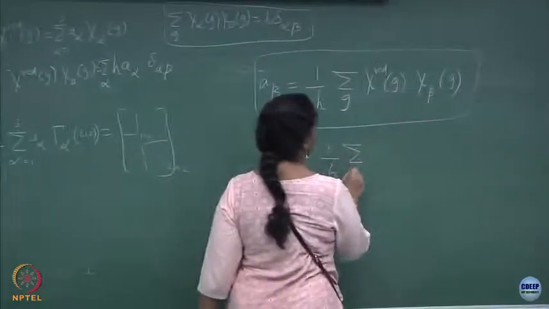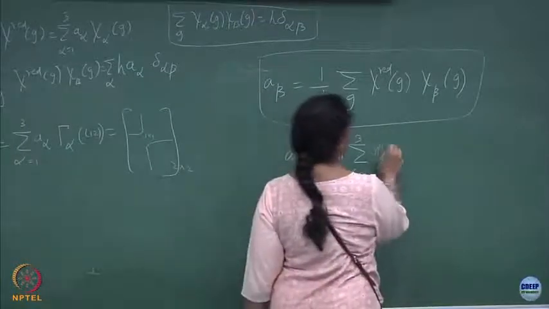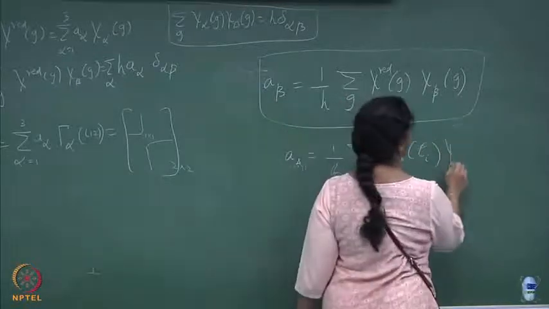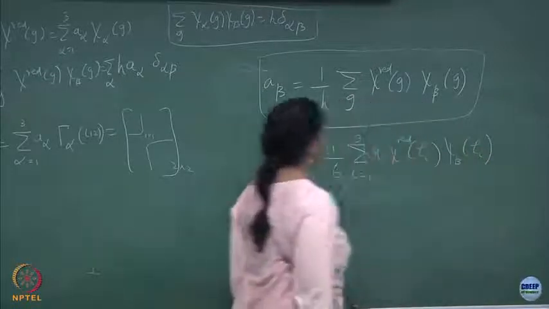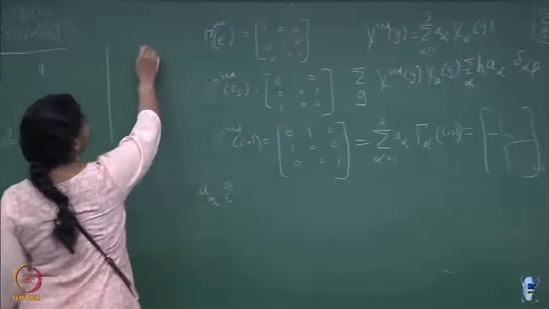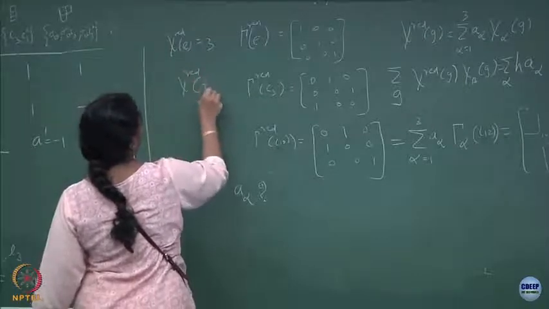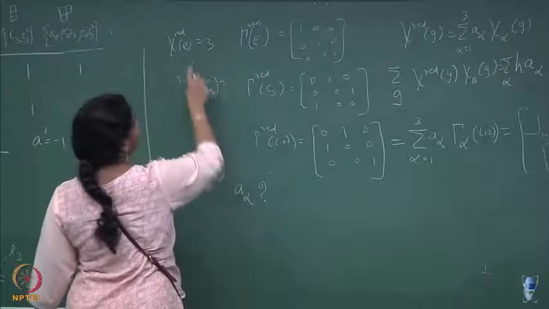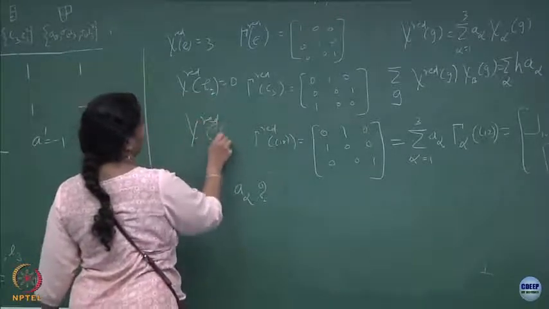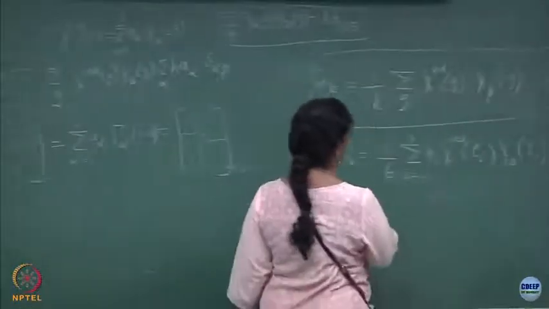Summation over G can be replaced by summation over classes 1 to 3, Ni, chi reducible for an element of that class, chi beta for that class. Allowed? Now tell me what happens. We can write the characters for them. This is class 1, this is class 2. What is that? It is 0. Class 3, that is 1. So, use that here and tell me what you get for this.